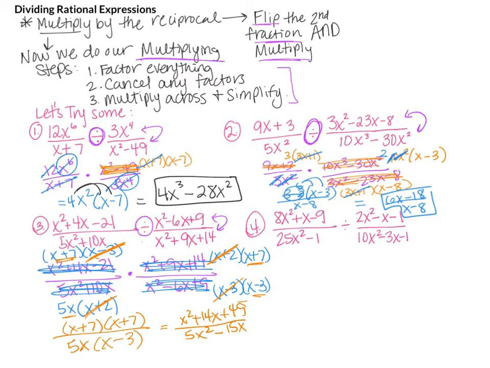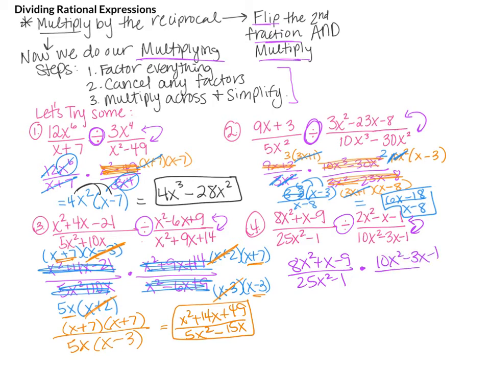All right. Okay, last one. Here we go. I see division, so I'm going to switch. I'm going to flip that fraction. So I'm going to have 8x squared plus x minus 9 over 25x squared minus 1 times 10x squared minus 3x minus 1 over 2x squared minus x minus 1.